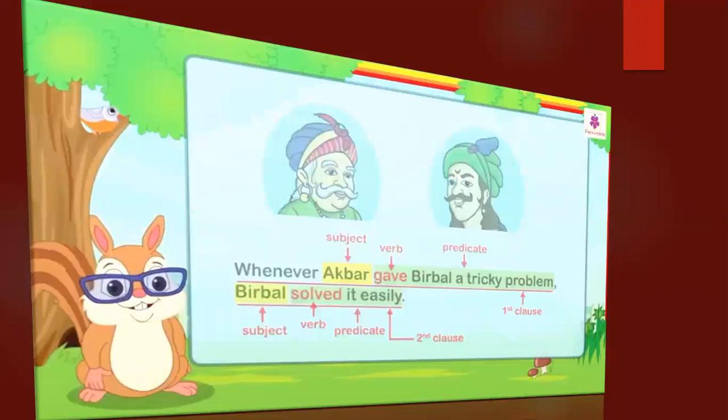One more example, whenever Akbar gave Birbal a tricky problem, Birbal solved it easily. So you can see Akbar is the subject, gave is the verb, gave Birbal a tricky problem is the predicate. This is the first clause. And the second clause is Birbal solved it easily. So Birbal is the subject, solved is the verb, solved it easily is the predicate. So this is the second clause. That means a sentence can have one or two clauses.